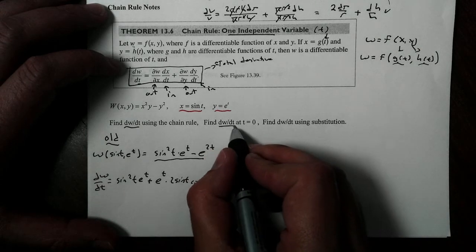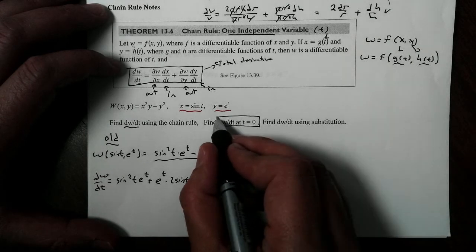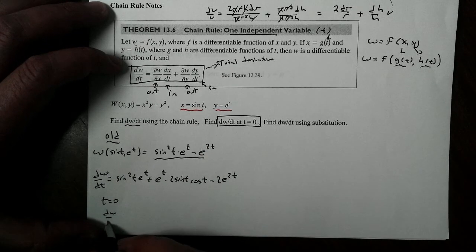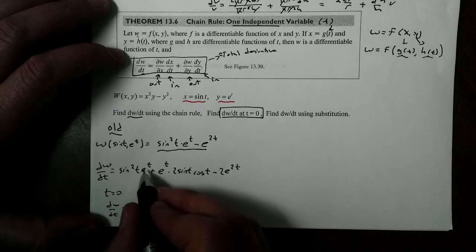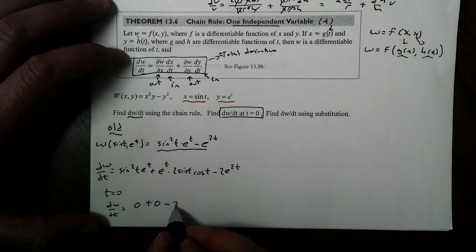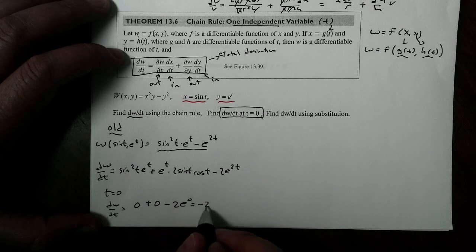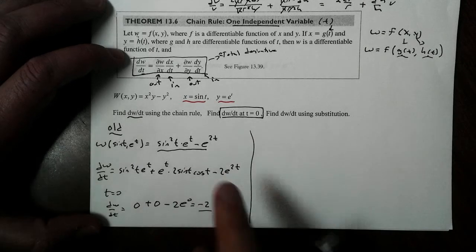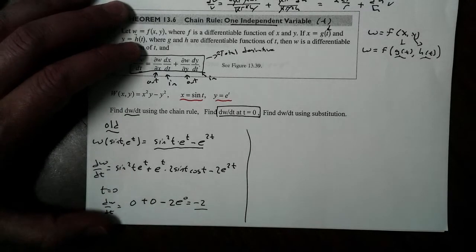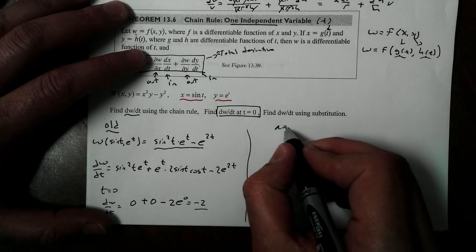Now, we want to find the rate dw/dt when t is 0. So if I let t be 0 now, not too bad. Sine of 0 is 0, plus that just becomes 0, minus 2e to the 0, so we just get negative 2. Now, I did this, but I'm like a super genius, okay? So I did that real quickly, and I have the answer in front of me too, so that helps a lot. But let's try the new way.